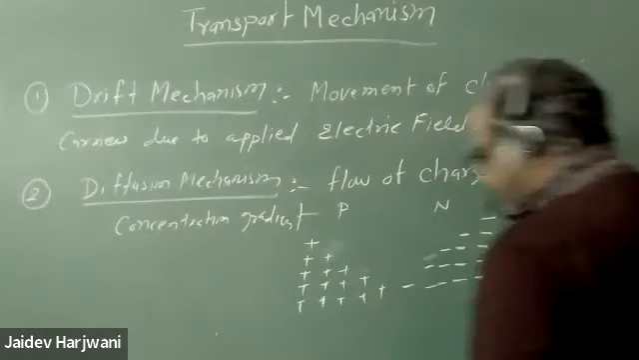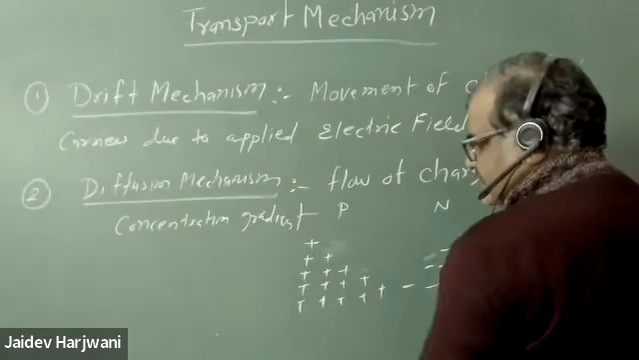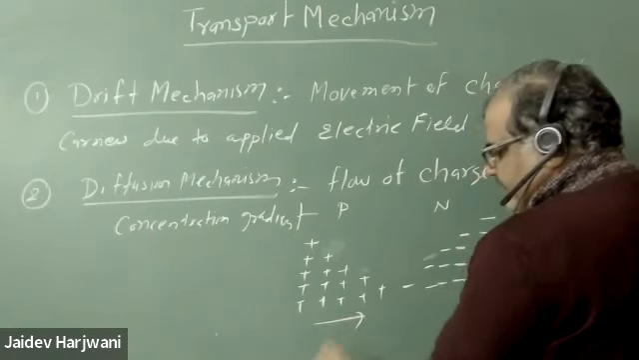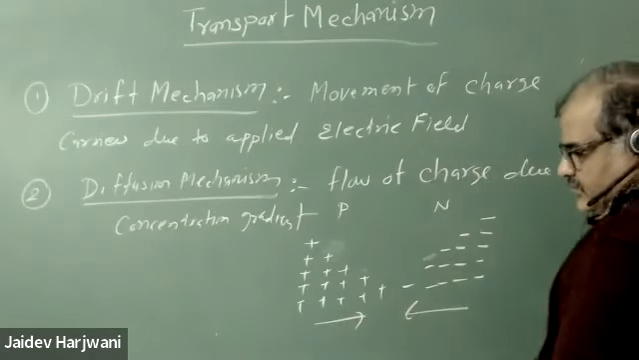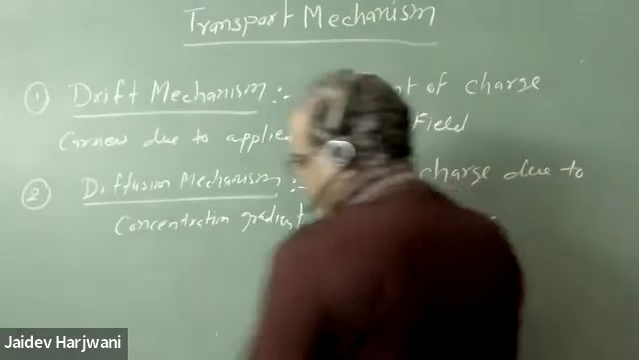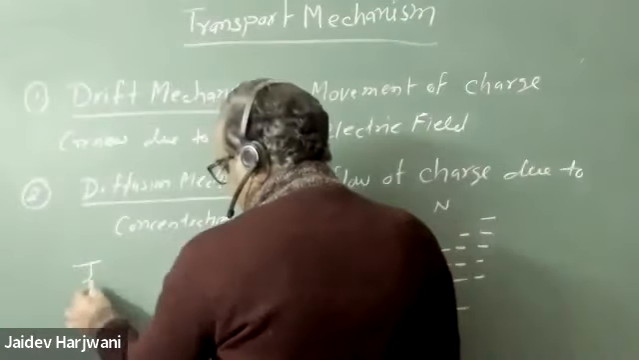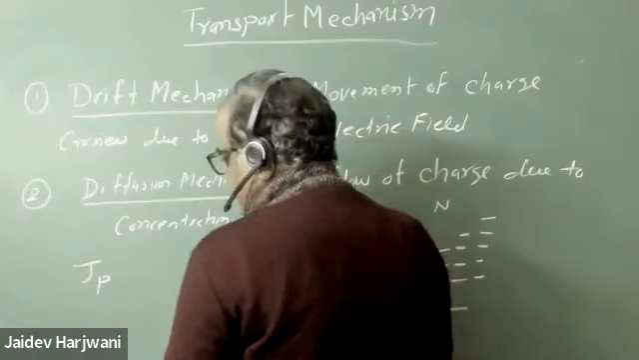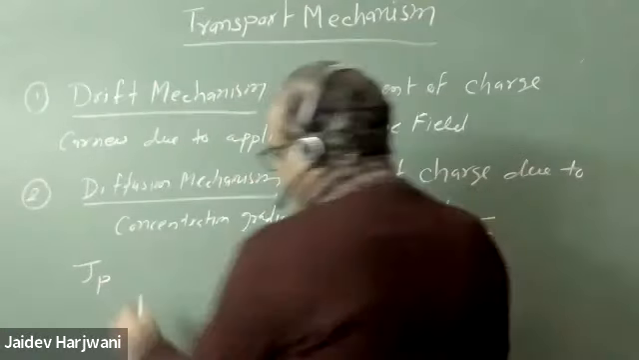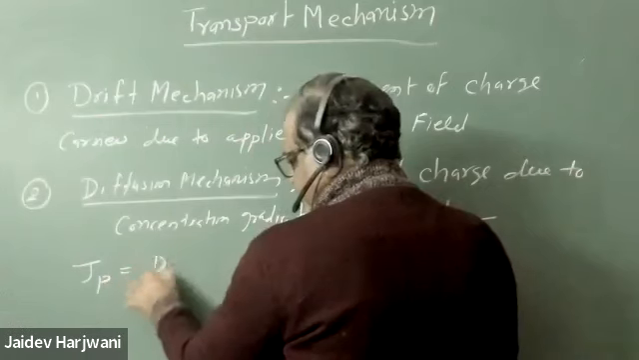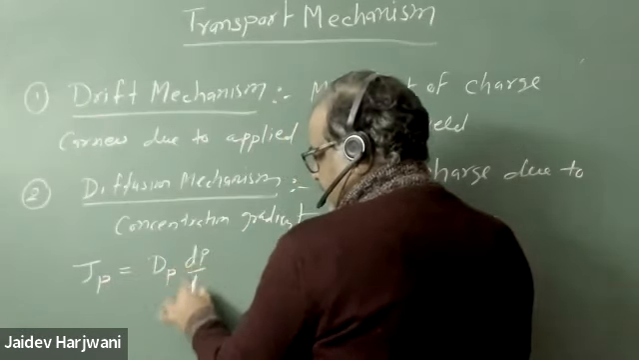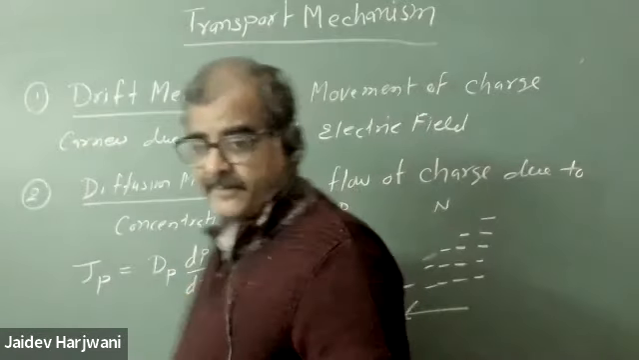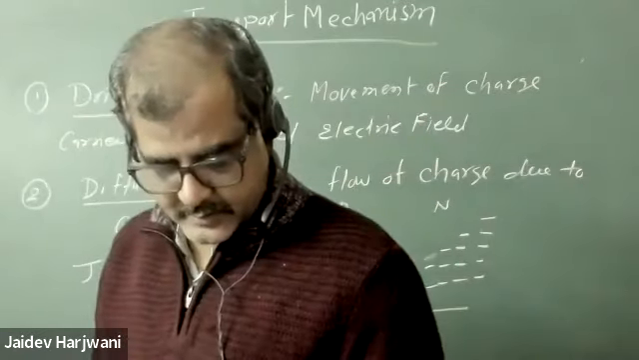So whenever there is an excess of holes, that excess will diffuse. Similarly, the excess electrons will also diffuse, so they will create a current density. If I want to write the diffusion current density due to holes, it can be written in terms of the diffusion coefficient of holes, Dp, times dp by dx.